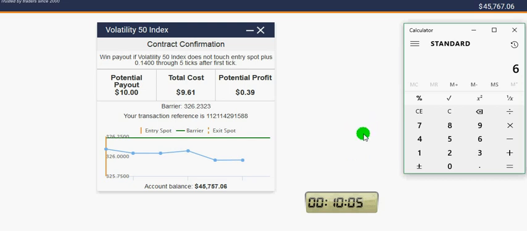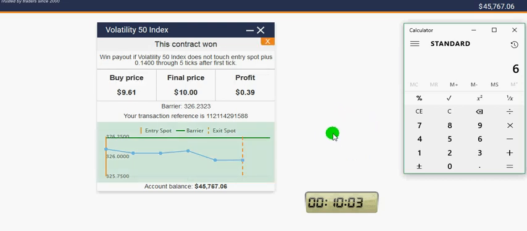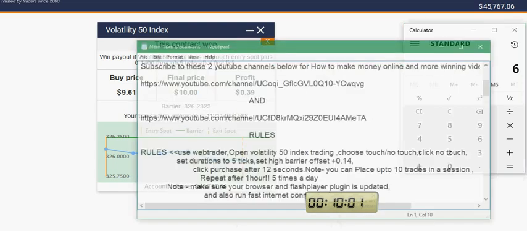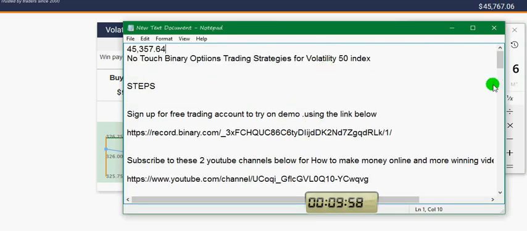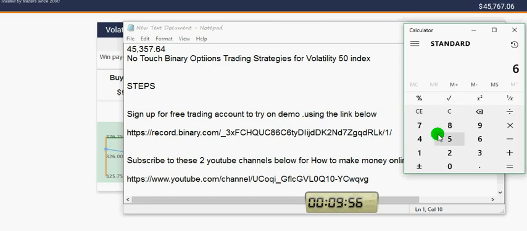As you can see, we won all the trades. So the strategy is 100% guaranteed. So let's just quickly do the math. So this is what we started with: 45,357.64. This is what we have now: 45,767.06 minus 45,357.64. So we made $409.42 in about 5 minutes or so.